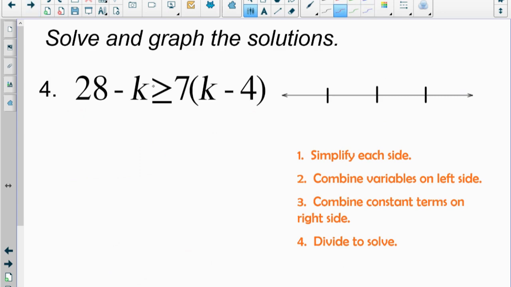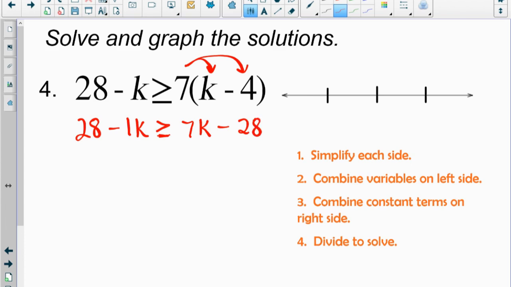28 minus k is greater than or equal to 7 times k minus 4. Now here we see right away that there are some parentheses on the right-hand side. We have to do a little multiplication. So our first step of simplifying each side is really nothing we can do on the left side, other than maybe I could write it as 1k because that might make things easier later. But I can also distribute on the right. 7 times k, 7 times 4. So there's my new inequality.